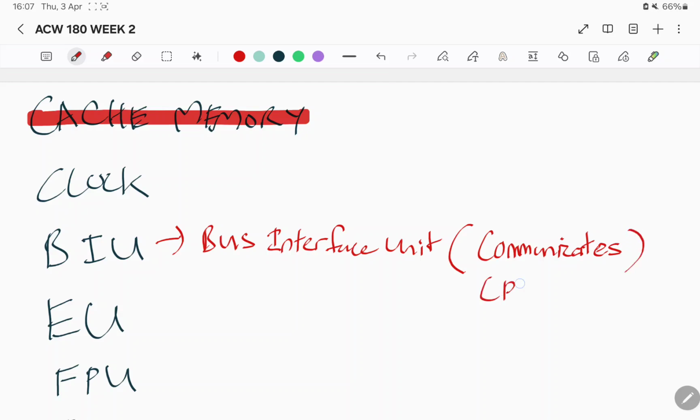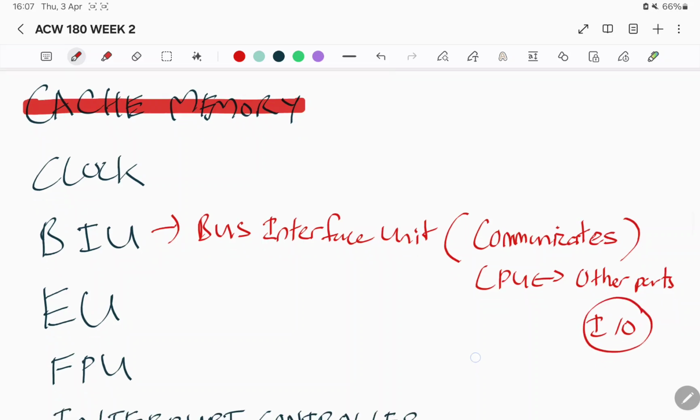Communicate CPU to other parts. So we got the input or output device, which we'll cover on the next session.